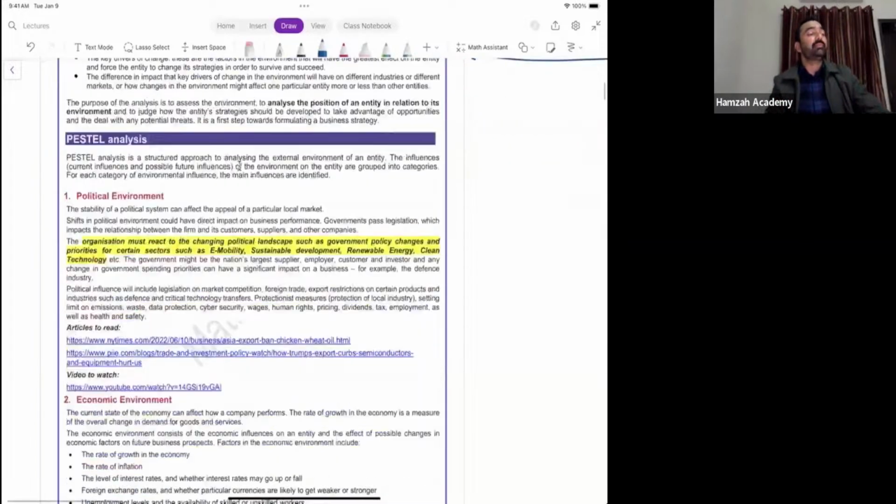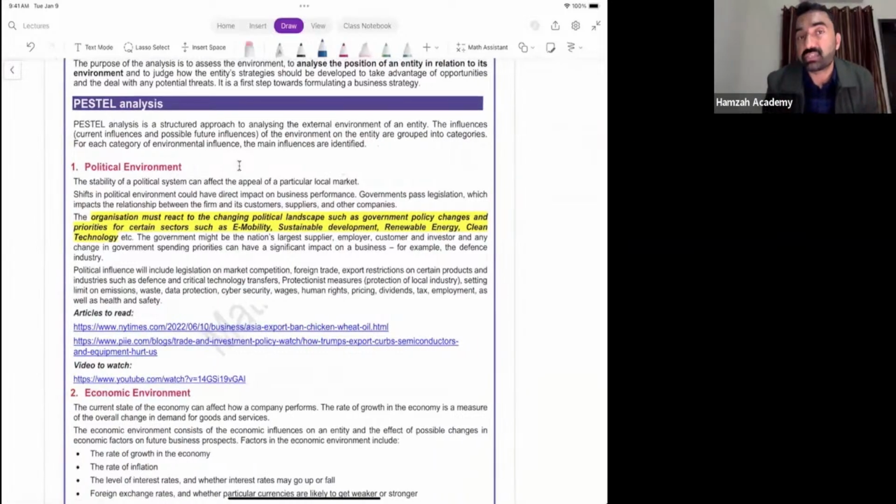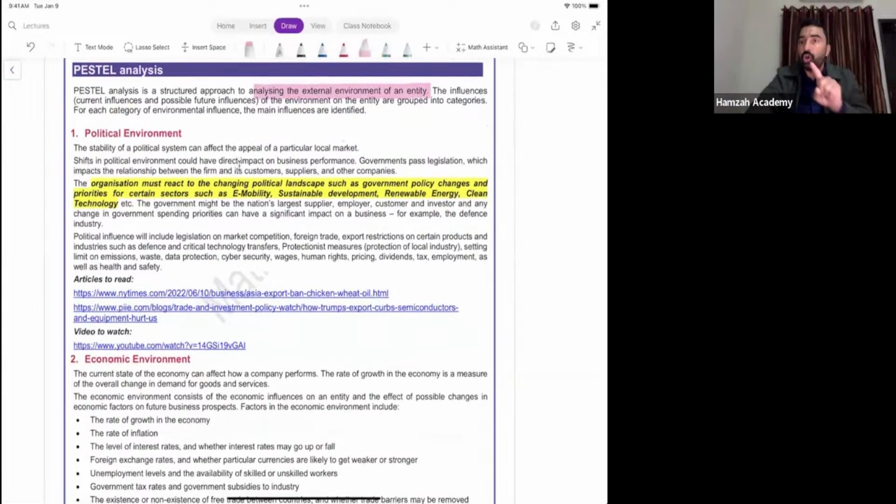So here is one model that can help us in the analysis of the external environment, and this model is called the PASTEL model, PASTEL analysis. So what is PASTEL analysis? Go through the definition. PASTEL analysis is a structured approach to analyze the external environment of an organization. What is the external environment? The external environment is outside the control of the organization. The current influences and possible future influences of the environment on the entity are grouped into categories. So there are six categories or six elements of this model.